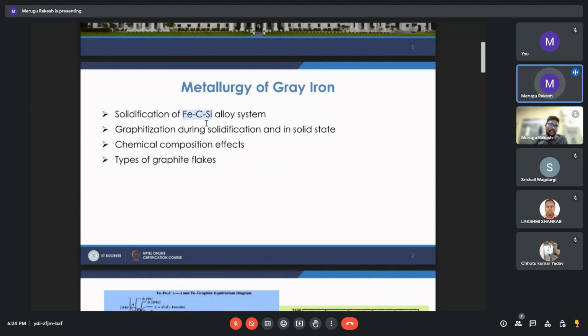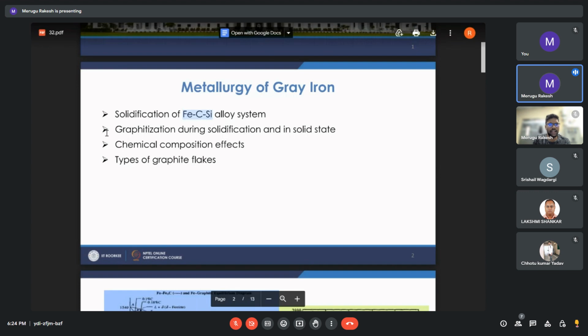As I discussed, silicon is the main alloying element to improve the graphitization process in cast irons. I will also discuss why we need this graphitization to occur. It occurs in two stages: graphitization during solidification as well as in the solid state.